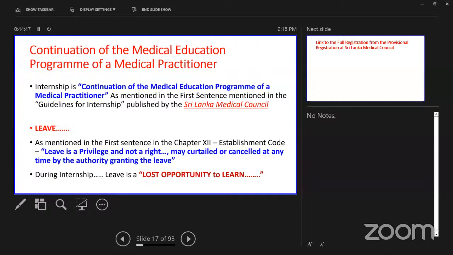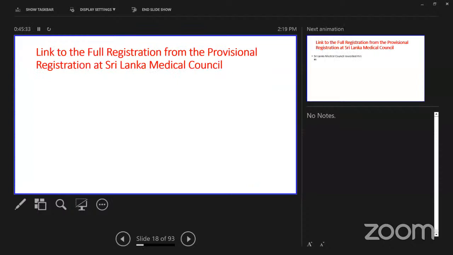Whatever leave you are taking, leave is a privilege and not a right, and may be curtailed or cancelled at any time by the authority granting the leave. That is what the Establishment Code mentions about leave. So during the internship, leave can be considered a lost opportunity to learn. So make sure that you see internship as a continuation of the education program of becoming a medical officer. So how does this work?